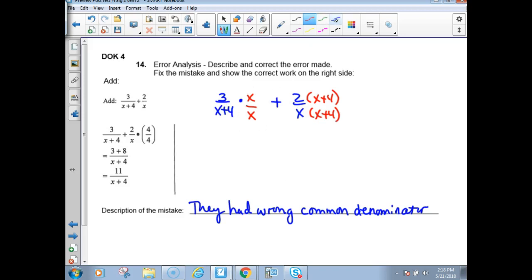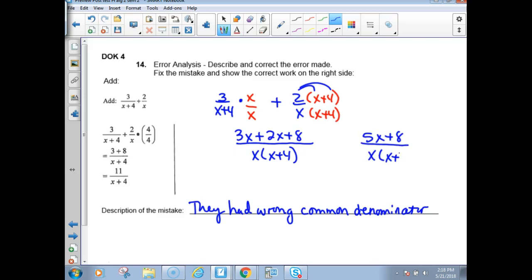All right, so if we multiplied ours out, 3 times x plus, now I can distribute the 2x plus 8. That is all over x times x plus 4. And then we would simplify that to 5x plus 8 all over x times x plus 4. And there's no more simplifying to be done. You cannot cancel out the x's. 5x and 8 are married. So he had the wrong common denominator, I guess would be a fine enough description of his error.